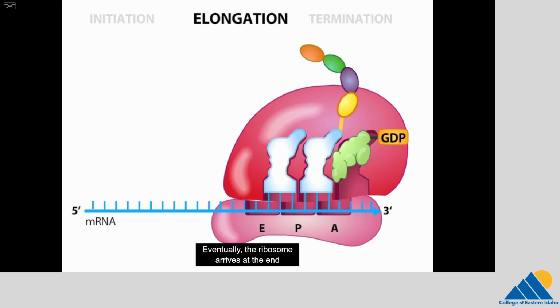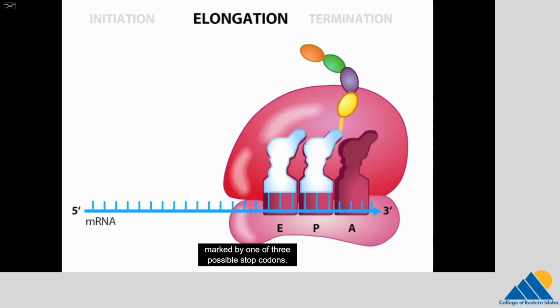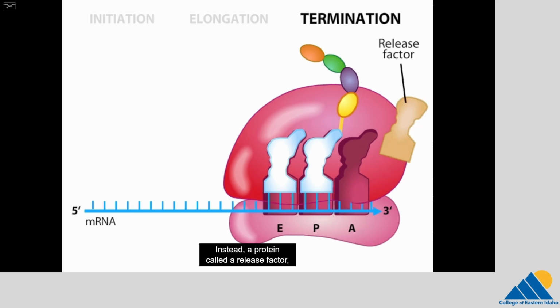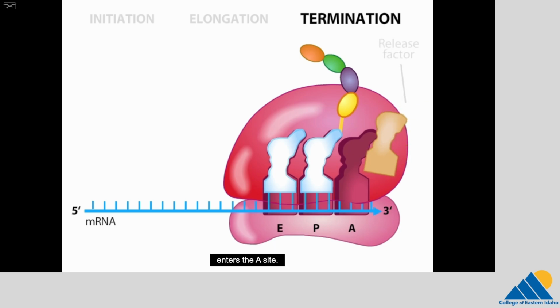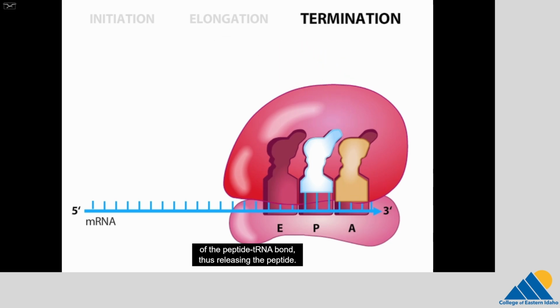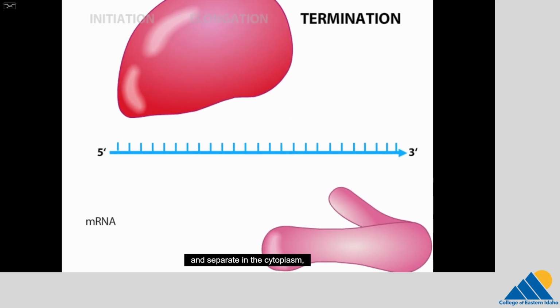Eventually, the ribosome arrives at the end of the coding region, marked by one of 3 possible stop codons. This phase of translation is called termination. No corresponding tRNAs exist for stop codons. Instead, a protein called a release factor, which has the general shape of a tRNA, enters the A site. The release factor triggers hydrolysis of the peptide-tRNA bond, thus releasing the peptide. The 30S and 50S subunits fall off the mRNA and separate in the cytoplasm, available once again to form a new translation complex with another mRNA.